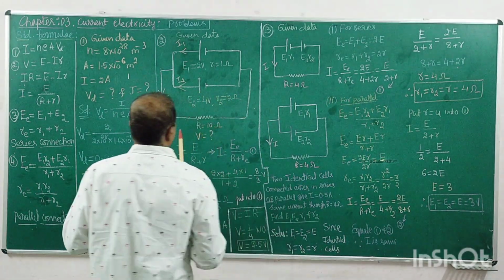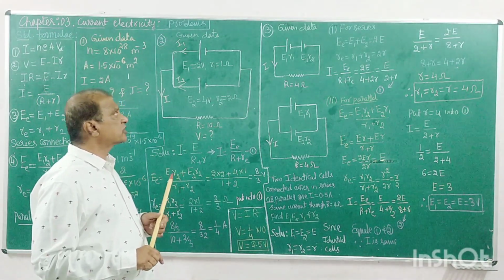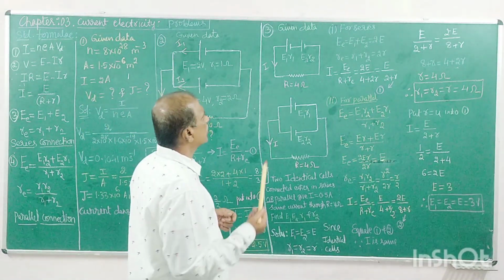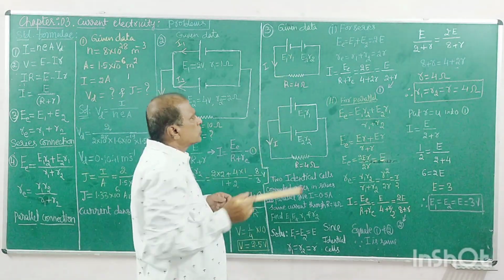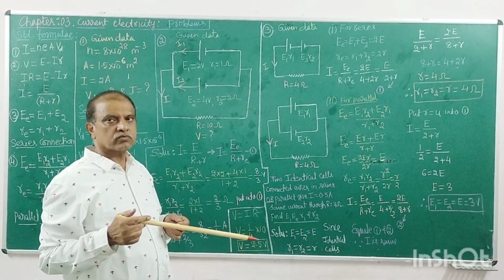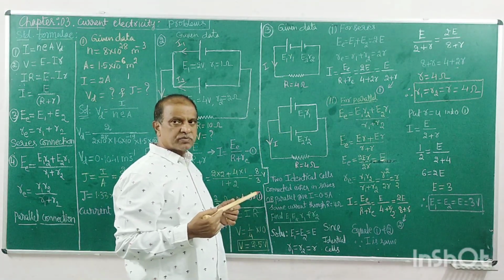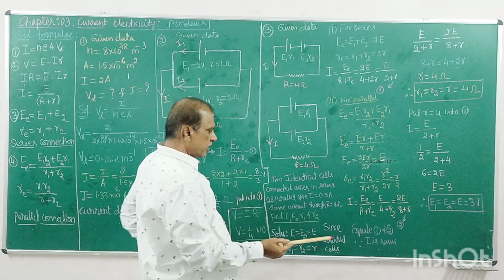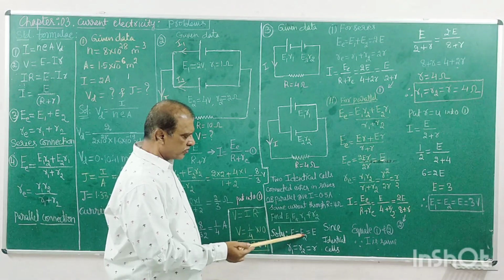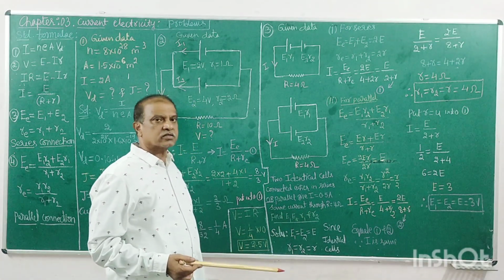This is the one we have solved. And the next problem, I have not read yet. Here there are two cells, and those two cells are identical cells. What is meant by identical cells? Identical cells means their EMFs are the same, E1 equals E2, and their internal resistances are the same. That is called identical cells.